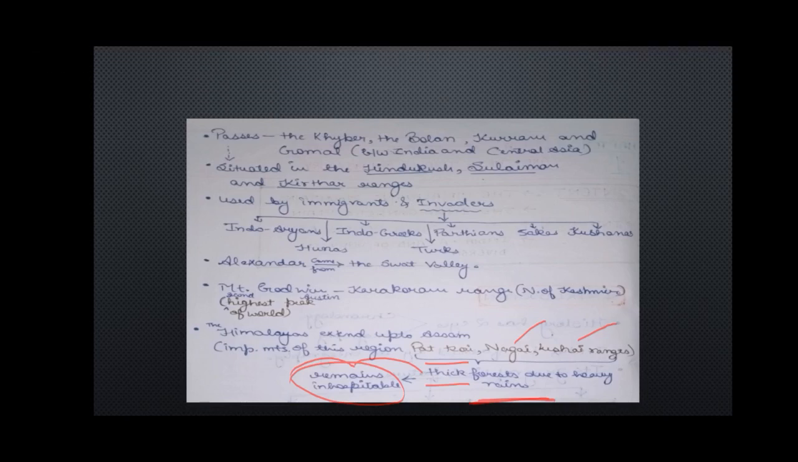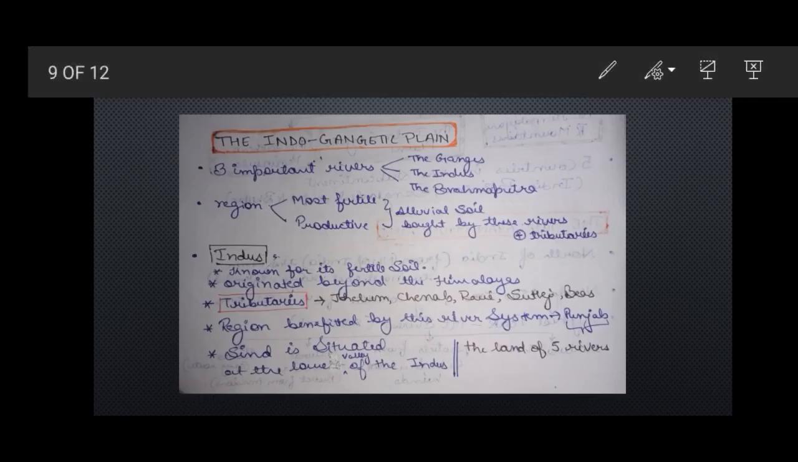Now the next slide talks about our third topic, that is the Indo-Gangetic plains. In this particular plain, three important rivers flow. The first is the Ganges, the second is the Indus, and the last one is the Brahmaputra. This region is considered one of the world's most fertile as well as productive regions, and the reason is that the alluvial soils brought by these three rivers as well as by their tributaries make it the most fertile and productive region of the world.